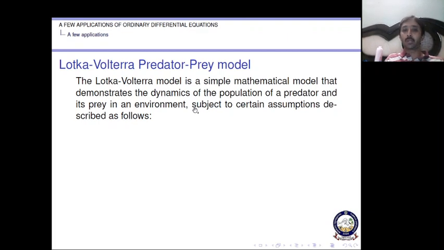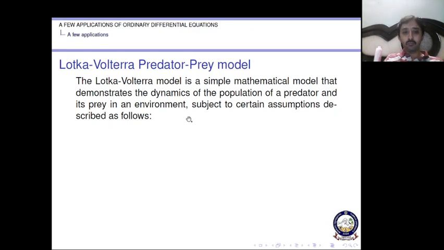So what is this model? It is a mathematical model which makes us understand the dynamics of the population of a predator. A predator is an animal which hunts, and a prey is an animal which is getting hunted by the predator. So we are trying to understand the dynamics of the population of a predator and prey in an environment. That means we are going to understand how the population of a predator and a prey changes in a certain environment, and that is being done keeping some assumptions in mind. In fact, these assumptions were made by Lotka and Volterra independently, and the model was constructed. Therefore, this model is named after them.